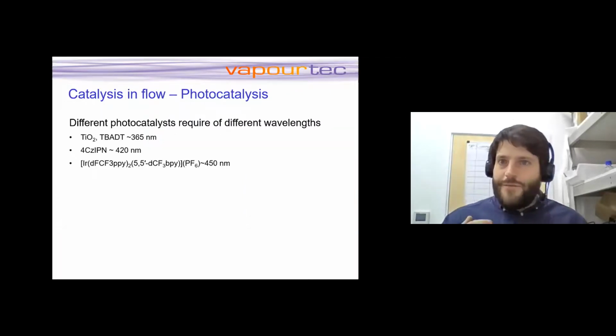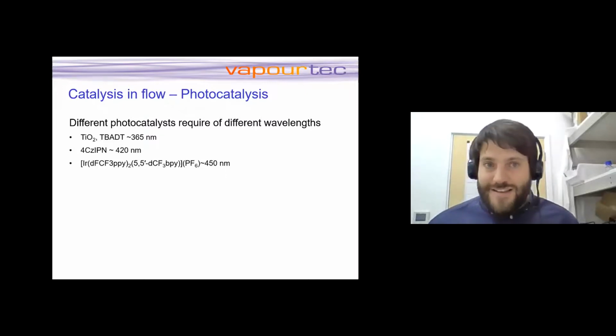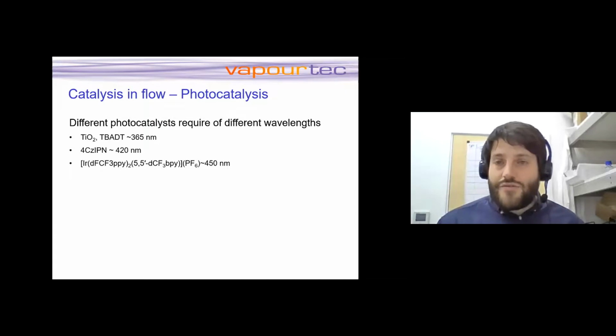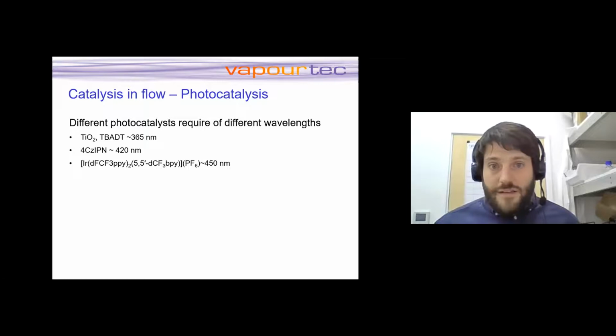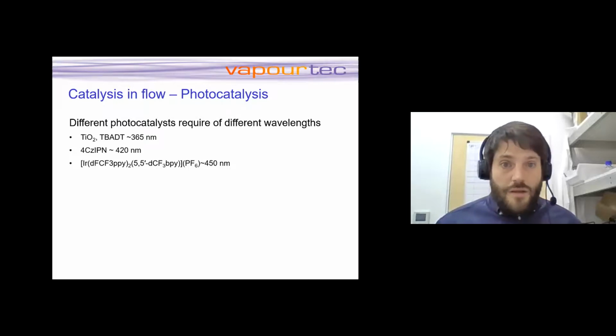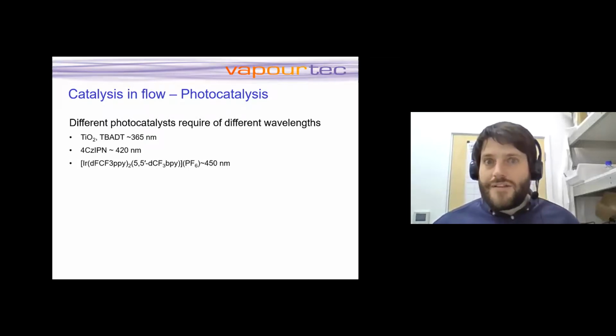So with photocatalysis, there's something I need to mention, and this is the same: not all problems have the same solution, and in this case, there are a variety of photocatalysts out there. So from TBADT or titanium dioxide, very typically 365 nanometers is where it needs to be irradiated to occur, to other fancy organic catalysts that can go up to 450 or even 500 nanometers.